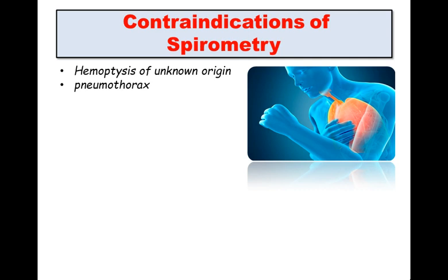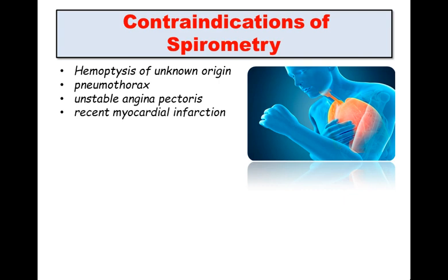Next is pneumothorax, in which air gets filled into the pleural spaces. In the case of unstable angina pectoris, that means a very specific kind of pain in the cardiac region. If there be any such pain, it is better to stay away from spirometry. If there is a history of a recent myocardial infarction, it is also advisable to stay away from spirometry.